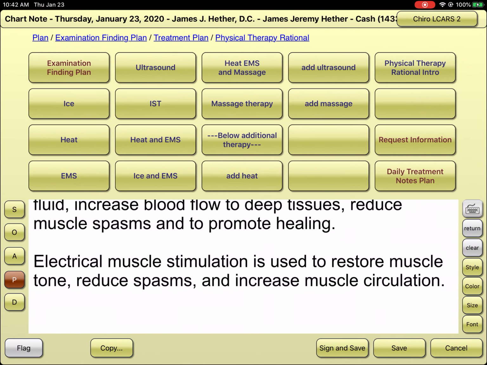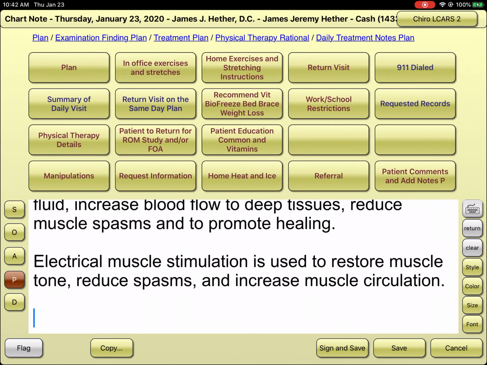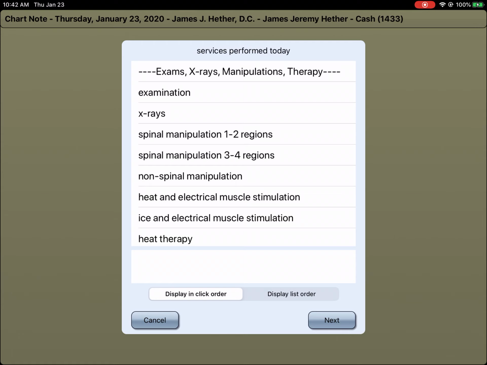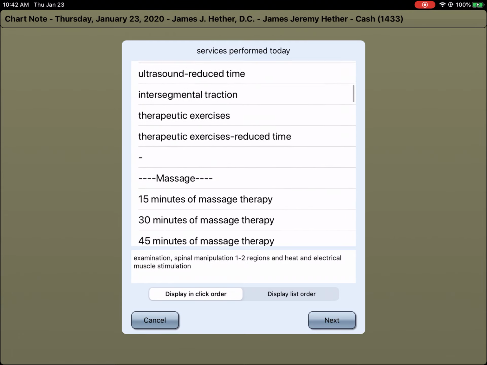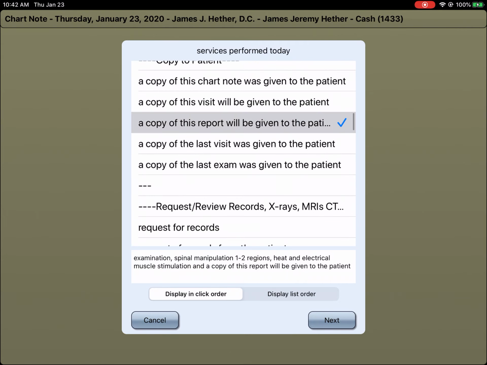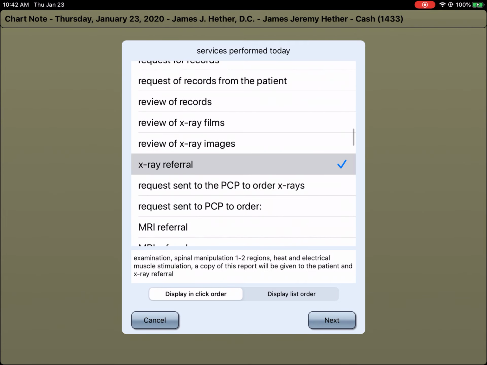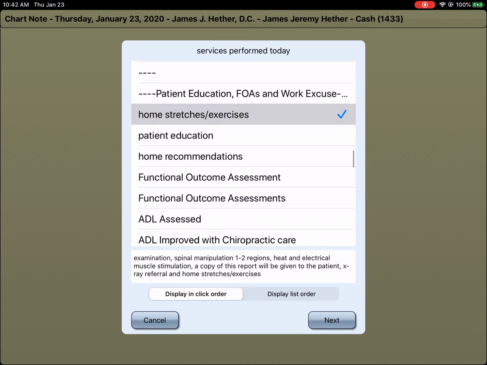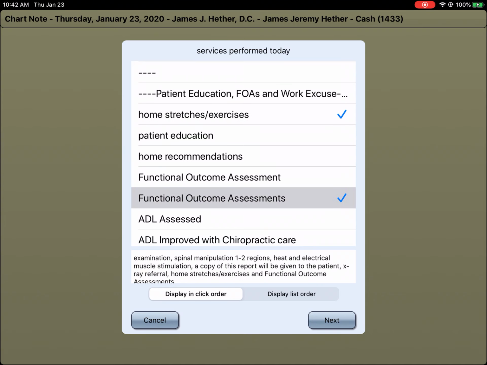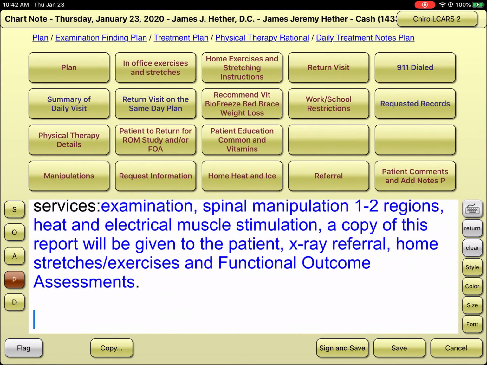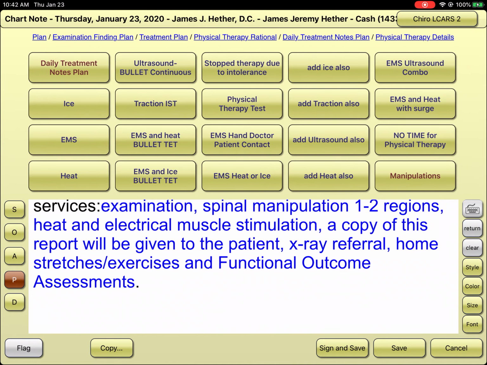From there, how did we summarize our total visit encounter with the patient today? Under daily notes, we could say that today the person had an examination, an adjustment to 1 to 2 regions. They had muscle stim and heat. We are going to give them a copy of this evaluation report, and we're going to do an X-ray referral. And today we're going to give the patient some exercises as well as they completed some functional outcome assessments for me. And with that said, we go right into our physical therapy.